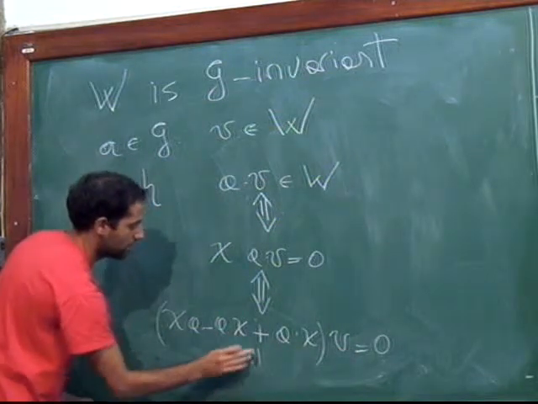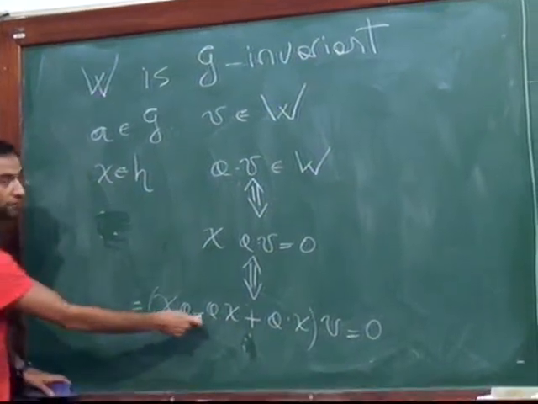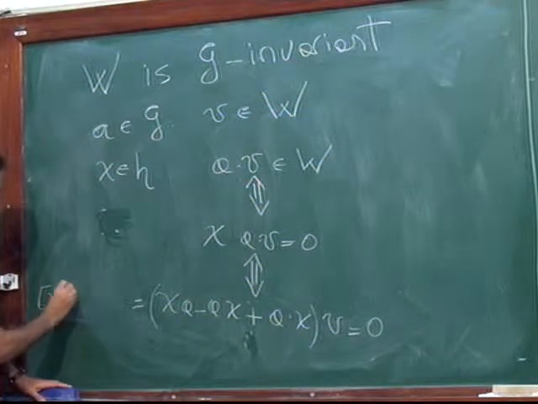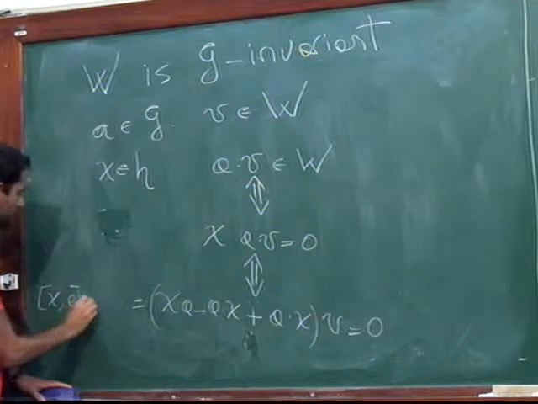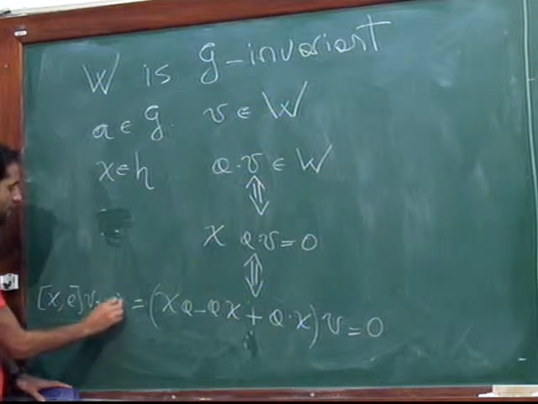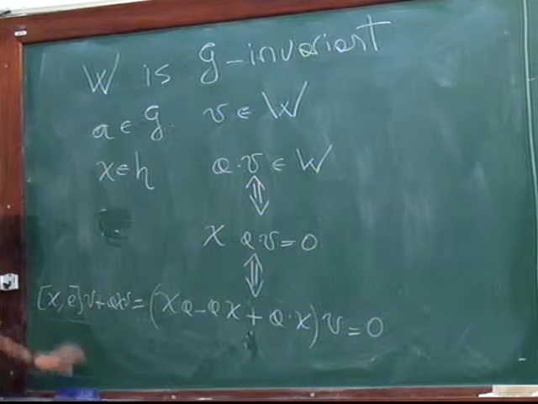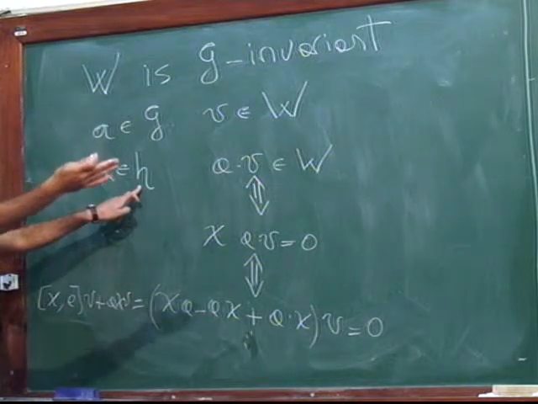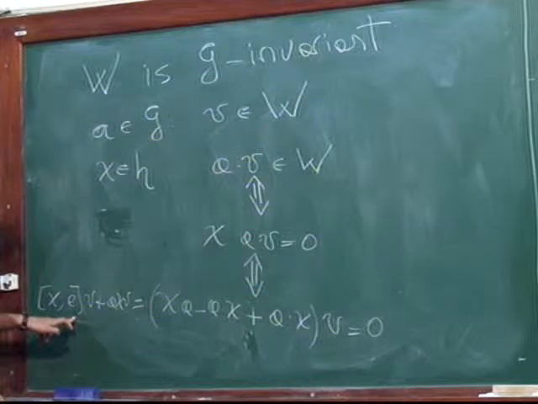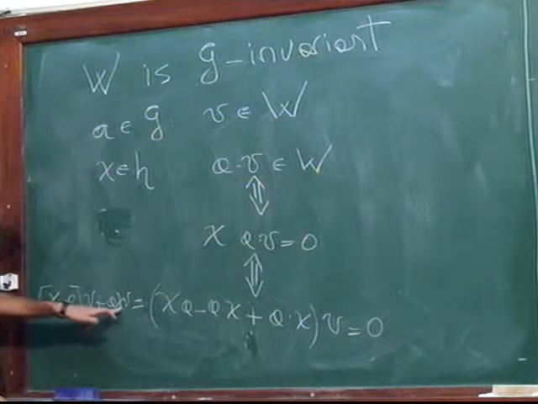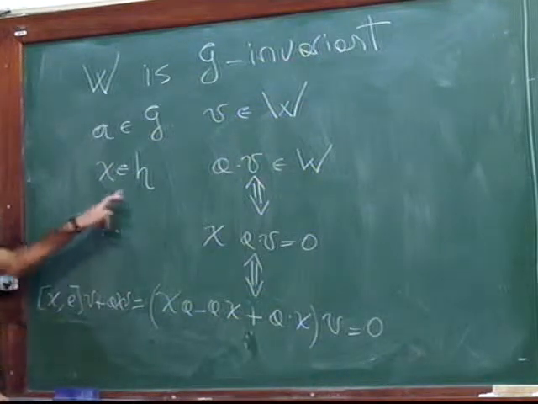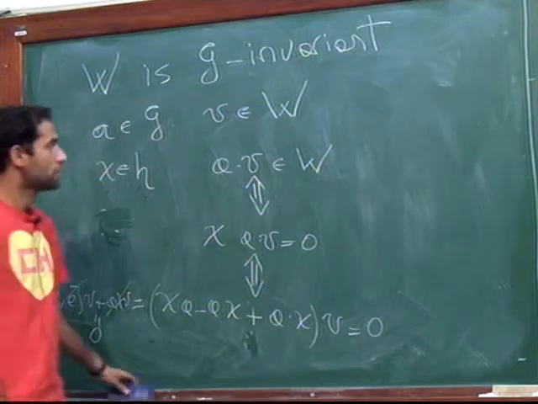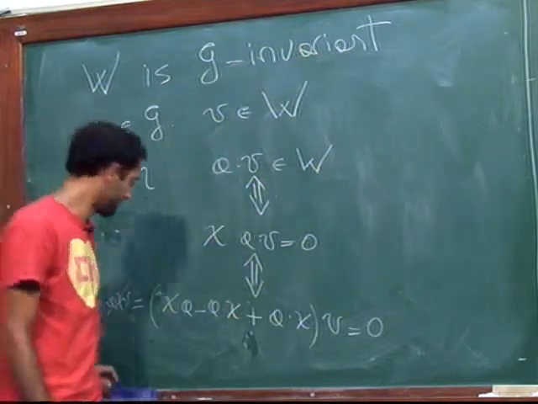And this is equal to the bracket of X with A acting on V plus A X V. The bracket of X with A, since H is an ideal, is in H. So this is 0. And here I have X of V. X is in H. So this is also 0. So W is invariant by G.